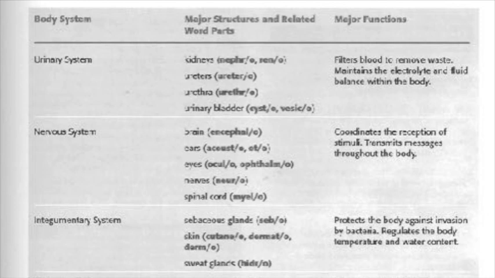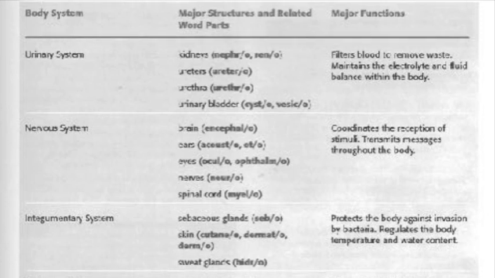The integumentary system protects the body against invasion by bacteria, regulates the body temperature and water content. Sebaceous glands, with the root sebo, secrete secretions. Skin, with the word roots cutaneo, dermato, and dermo, cover the body to protect it from infection. Sweat glands, with the word root hydro, are in effect used to cool the body and reduce water content.